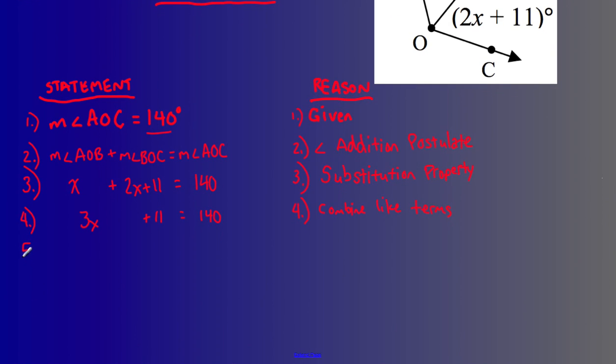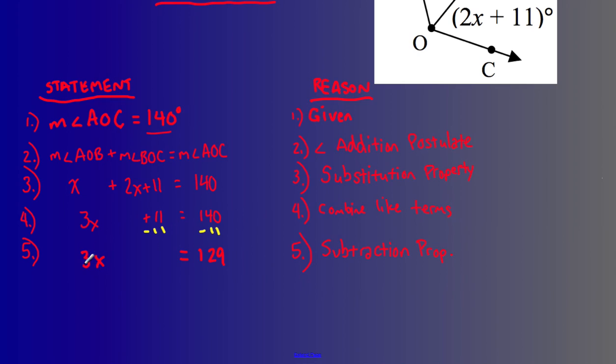Alright, we're doing good. Let's go to step 5. If we want to get this x by itself, then we need to subtract that 11 from both sides. So our next step is going to show 3x equals 129. And we can do that because of the subtraction property. Says we can subtract the same number from both sides, and it won't affect the truth of our statement.